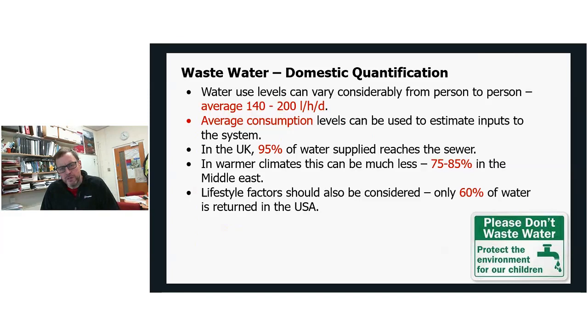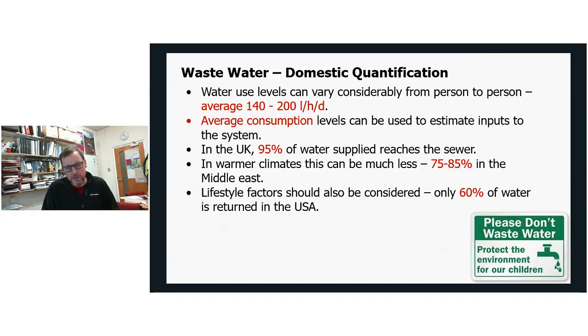In warmer climates this can be less, and also lifestyle factors are quite important. So if you live in a part of the world where people tend to irrigate their garden, have swimming pools, and the climate's a bit warmer, you would expect water usage to be much higher than, say, Scotland or the UK, where not everyone waters their gardens, and they tend only to do it in the summertime. I've never seen anybody do it in the wintertime. And very few people have things like swimming pools.